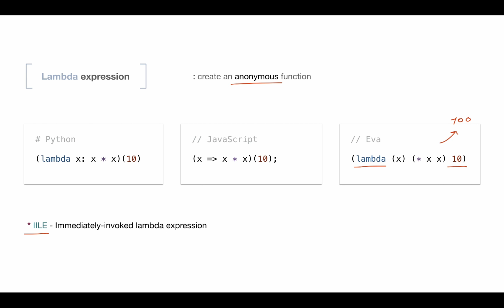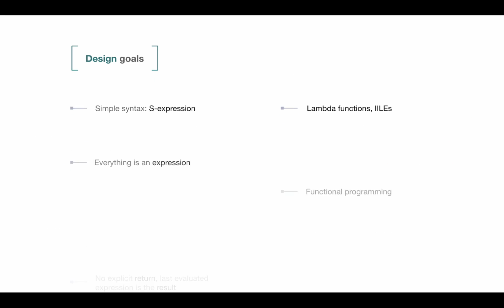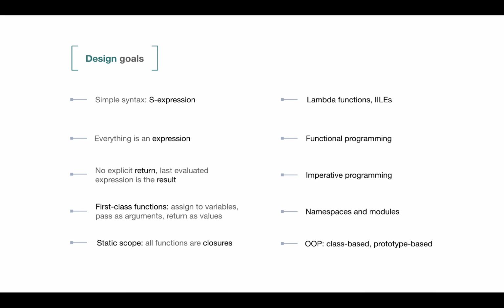Now, before starting any project, we need to talk about design goals. Right, what specifically we want to achieve. And for Eva, this will be, first of all, simple syntax. As we said, we'll be using S-expressions, which will allow us to define expressions generically for specific operators or function calls. And we'll be using just JavaScript arrays for this.